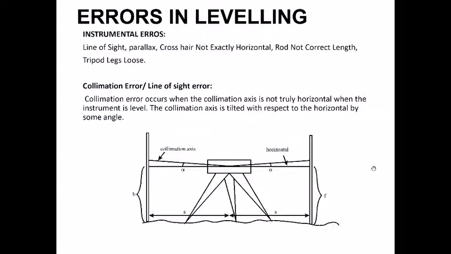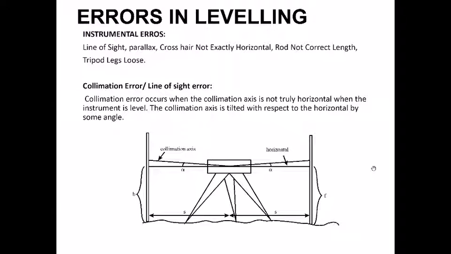So talking again about some errors in leveling. First we have the very basic one, instrumental errors. That is when you have a parallax or the crosshairs are not exactly horizontal, because you read the staff reading using the help of crosshairs. Those are two perpendicular lines in your telescope, in your view, that mark the center point of your vision. Then, rod not correct length, tripod legs loose. All of these are instrumental errors.